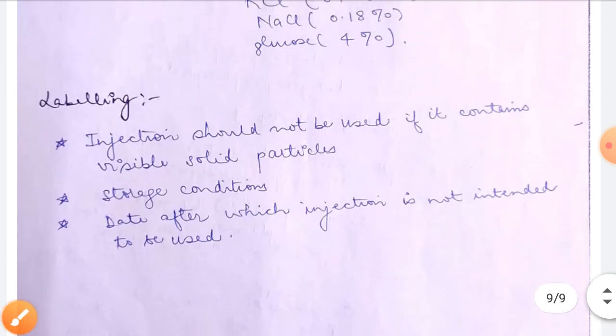Now the labeling is, injection should not be used if it contains visible solid particles. If in any injection you see that there are solid particles, then we cannot use it. The storage condition, there is a mentioning of the storage condition, date after which the injection is not intended to be used. It should be labeled on that injection. So these are the storage conditions.